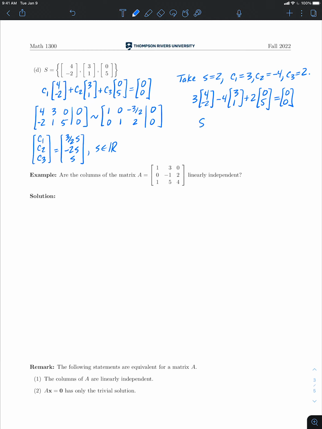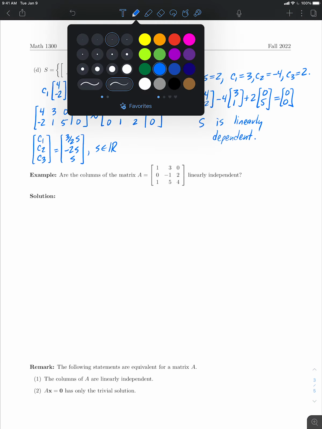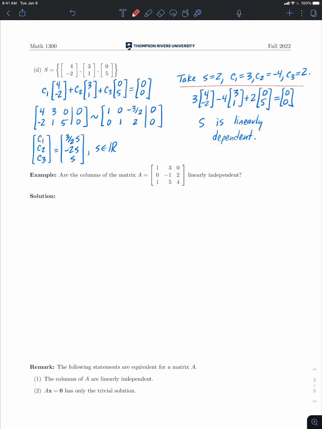So we can say that S is linearly independent or linearly dependent. It's linearly dependent. Okay, so that takes care of that. Like I said, more vectors seems to mean that you have less of a chance of being linearly independent. And if we were to go with that assumption, we would have been correct here.